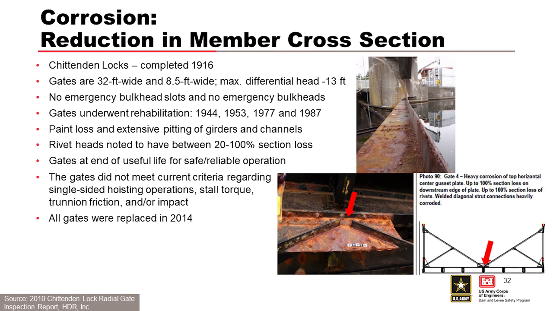So talking about corrosion, here's an example at Chittenden Locks. The odd case here is you had fresh water upstream and salt water downstream, and that salt water led to a very corrosive environment at this project. And these gates underwent a lot of rehabilitation. It seemed like about every decade they were doing some modifications between the 1940s and the 1980s. But with the excessive paint loss, the member strength was reduced. The rivet heads were oftentimes 20 percent to almost complete section loss.